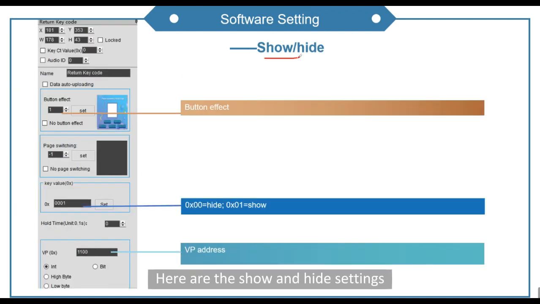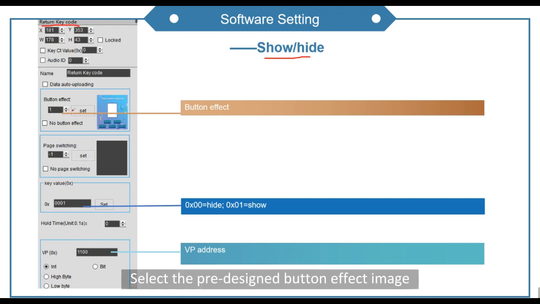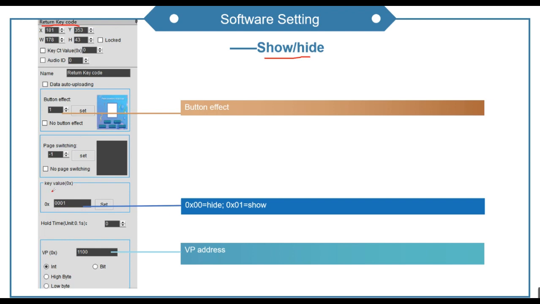Here are the show and hide settings. We need to use the return key code control. Select the pre-designed button effect image. About key settings: 0x00 equals hide, 0x01 equals show. Select its VP address 1100.